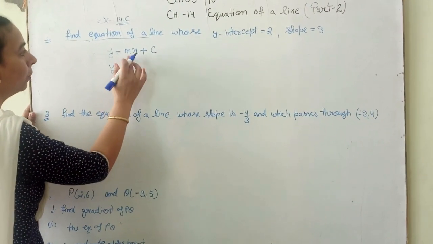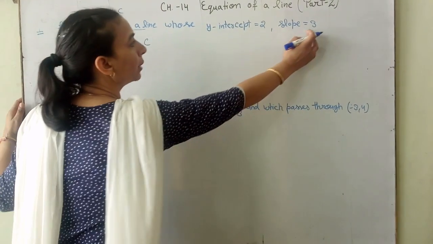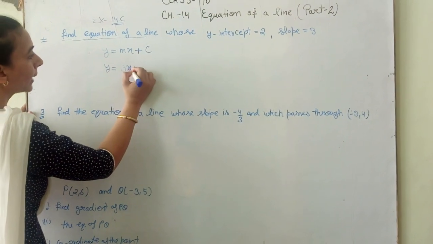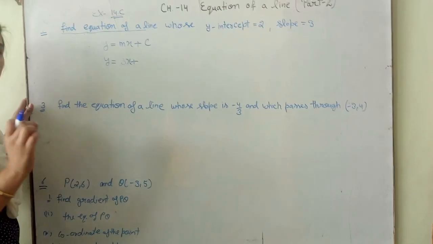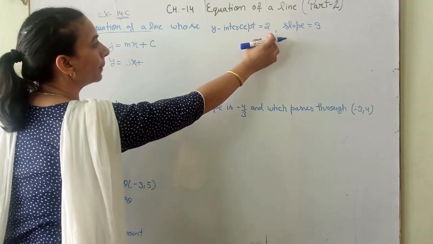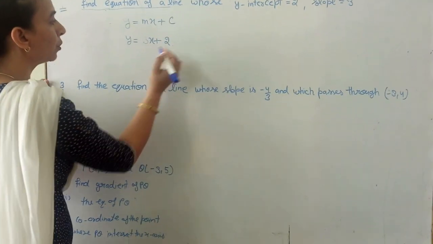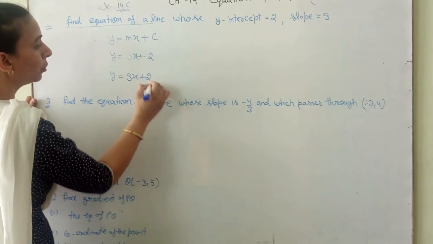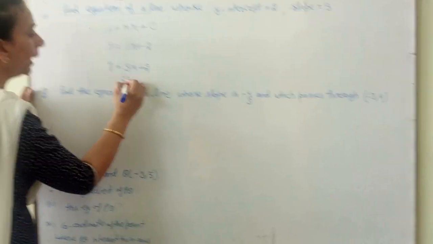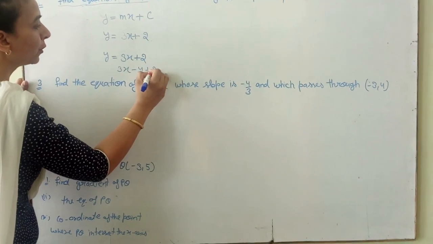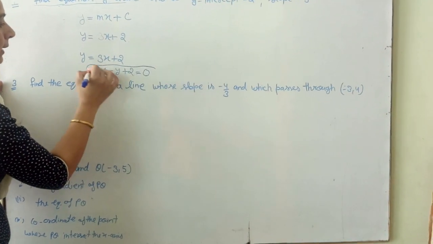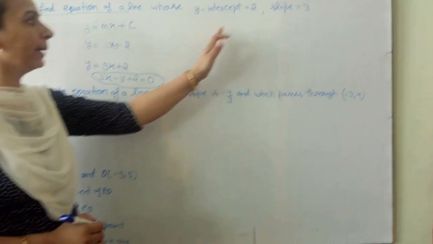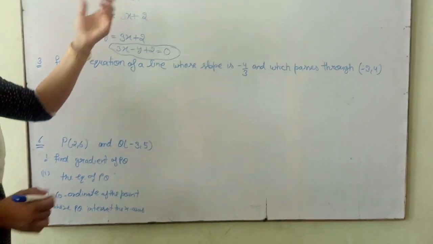Here m is the slope, and the slope is equal to 3. So we put 3 in place of m, plus x, plus c, which is our y intercept, and the y intercept is equal to 2, so plus 2. Then we have the equation y equal to 3x plus 2. We also write this as 3x minus y plus 2 equal to 0. This is the equation of the line. For the equation of a line whose y intercept and slope are given, we use the slope intercept form.